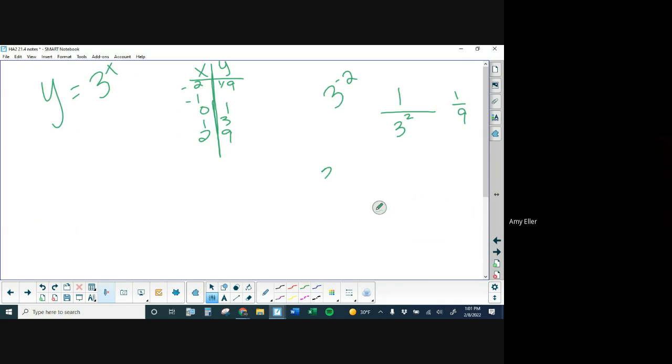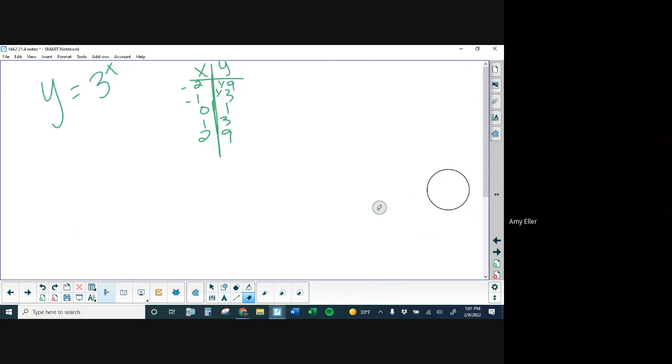If I do 3 to the negative first, if I have a negative exponent, I can move it to the denominator. It would become positive. Top, if there's nothing there, it's just a 1. So that's 1/3. You'll have to make some tables today like this. Is there a time that the numerator would not be 1? Not for a parent function like that, no.